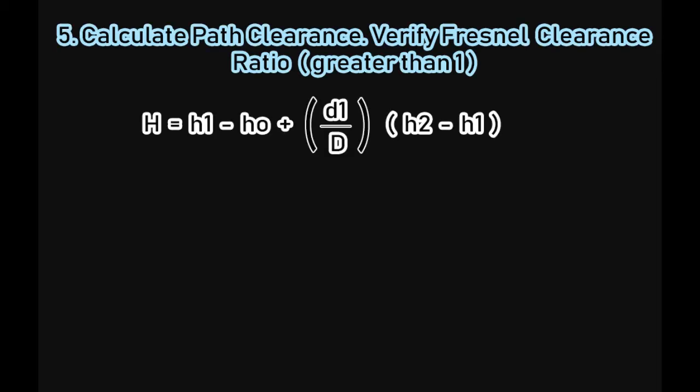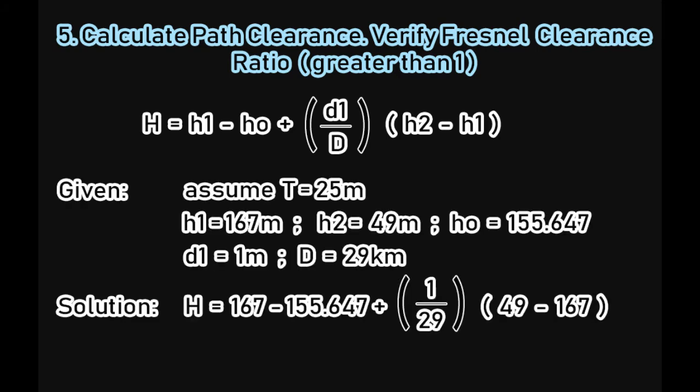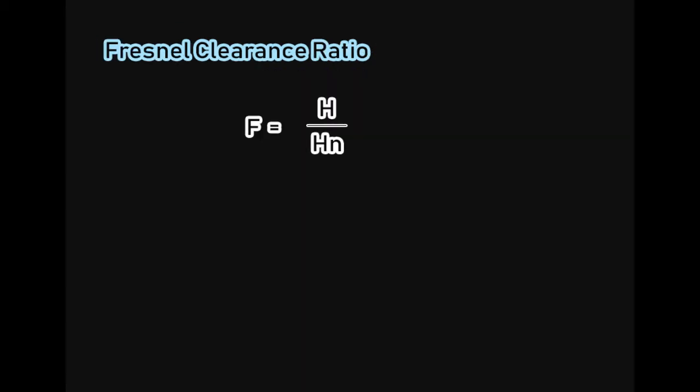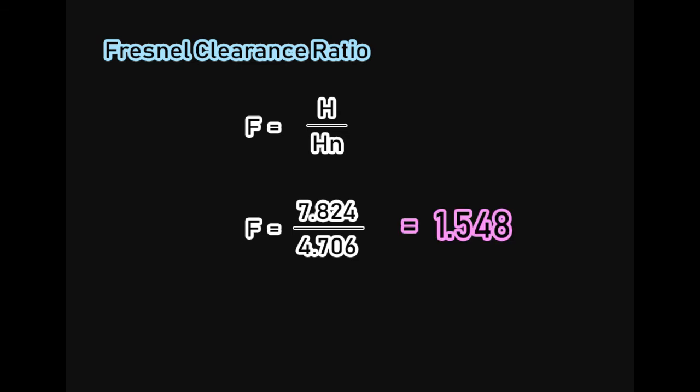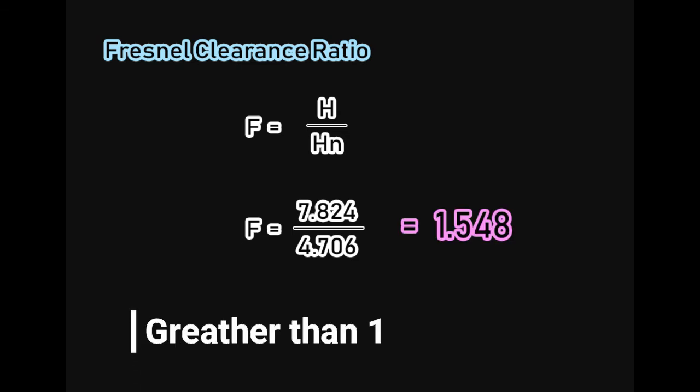To get the actual path clearance, the formula is actual path clearance is equal to height 1 minus total obstruction plus distance 1 over the total distance times height 2 minus height 1. We'll assume here that our tower height is 25 meters. And we'll get 7.284. To verify its ratio, 7.284 over 0.706 is equal to 1.548. It is verified to be greater than 1.